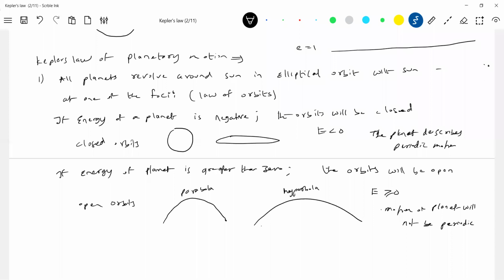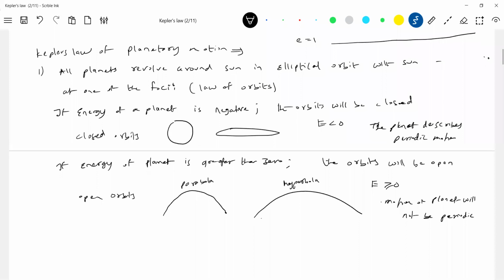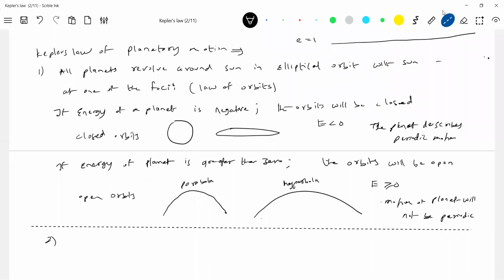Okay, this much is what he is telling next year. There's the first law. So this is saying more about the type of orbits. Now we'll go for the second law. The first law is called the law of orbits, classifying the type of orbits based on the energy.